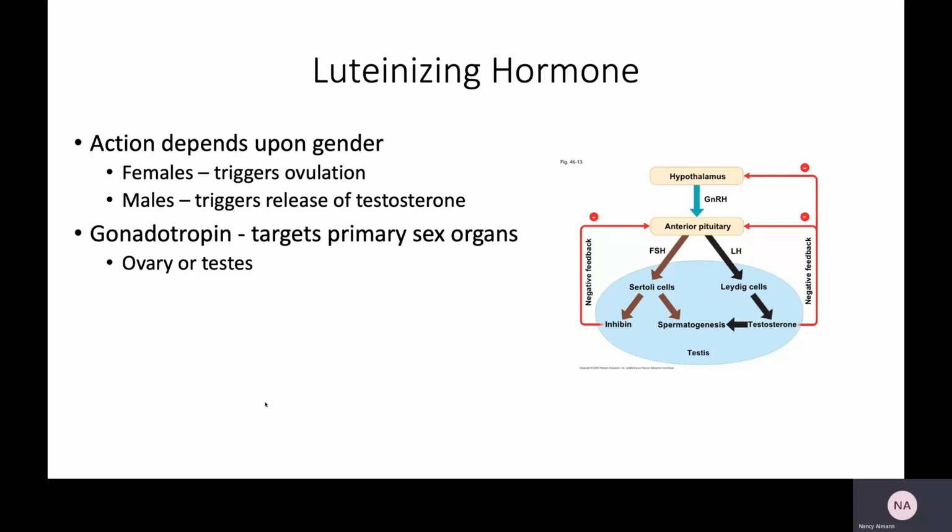Last but not least, when it comes to the anterior pituitary, we have luteinizing hormone, and what it does will depend on what your gender is. In females, it triggers ovulation. In males, it triggers the release of testosterone. It is also a gonadotropin because it targets its primary sex organs, the ovaries or the testes.